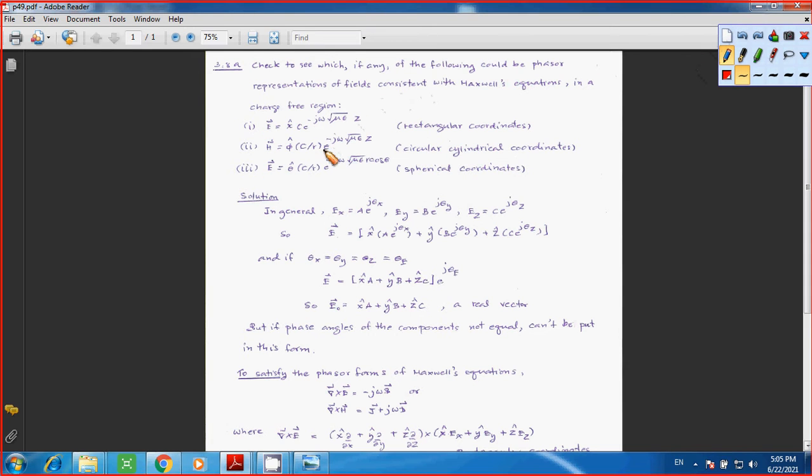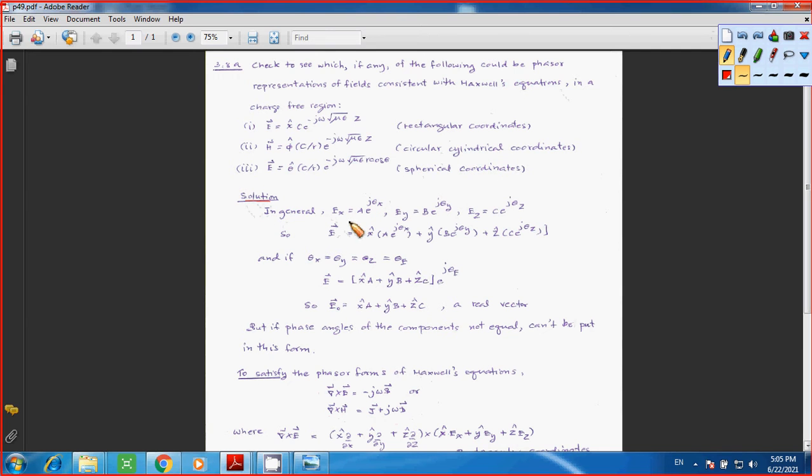To check if all fields satisfy the phasor form of Maxwell's equations or not, you simply check back to our Maxwell equations, which are curl E equal to negative j omega B, and curl H equal to J plus j omega D, where B is the magnetic flux density and D is the electric flux density. J is the current density, E is the electric field, and H is the magnetic field.